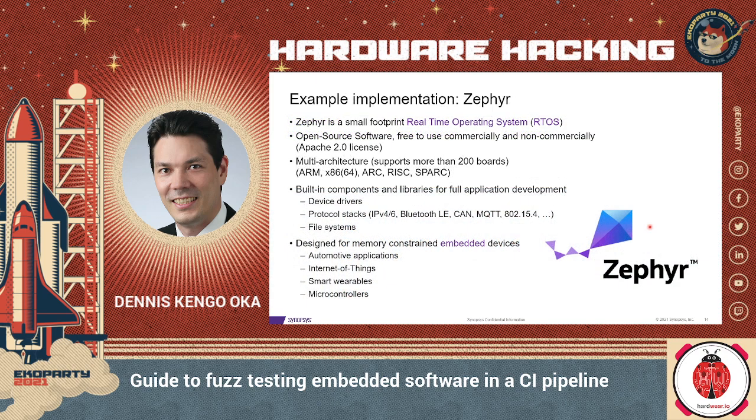On the next few slides, I'll give an explanation of an example implementation using Zephyr, which is a small footprint real-time operating system, an RTOS. It's open source software. It has built-in components and libraries for full application development, for example, device drivers, protocol stacks, and file systems. It's also designed for memory-constrained embedded devices, which makes it useful for automotive applications, Internet of Things, smart wearables, and microcontrollers.